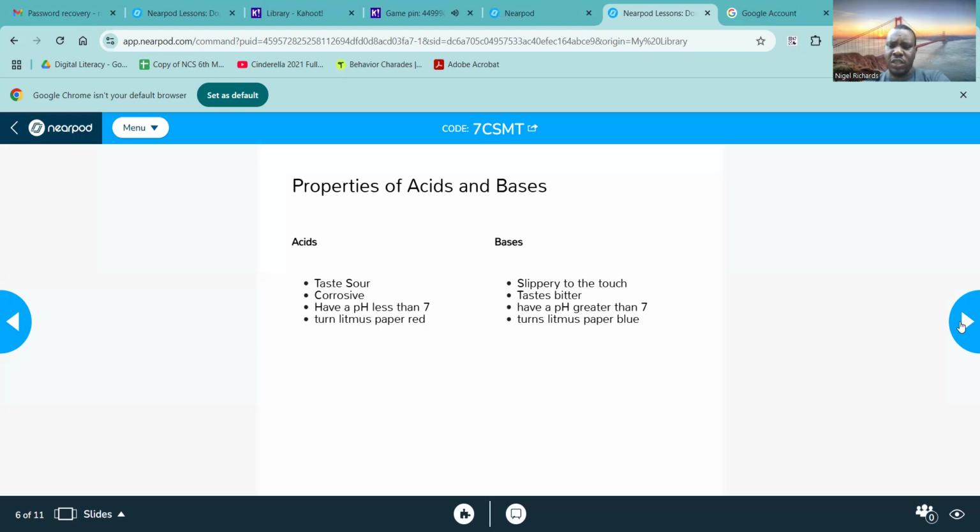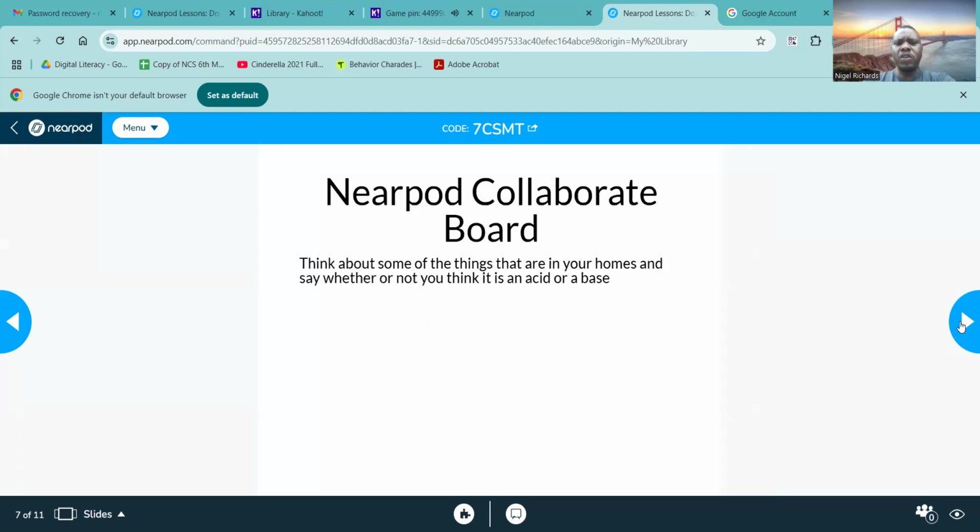So based on these things, guys, I want you to do something for me. I'm going to put a link in your Google chat for a Colorboard, and you're going to click on the link and look at things in your home, and tell me whether you think these are acids or bases based on the properties that we just discussed earlier. Also, it would be nice if you can tell me why you think this is an acid or why you think it's a base.